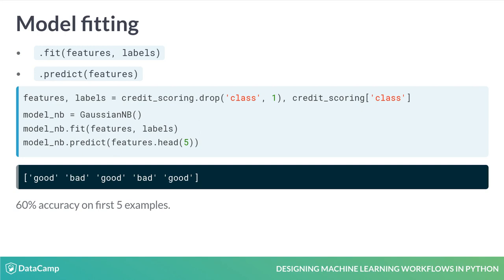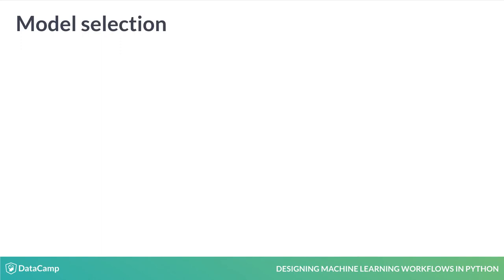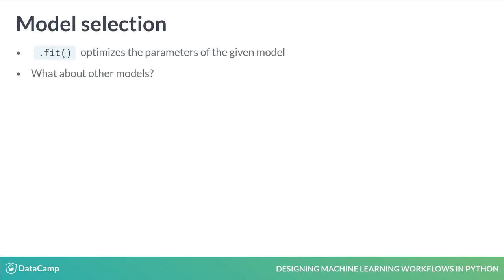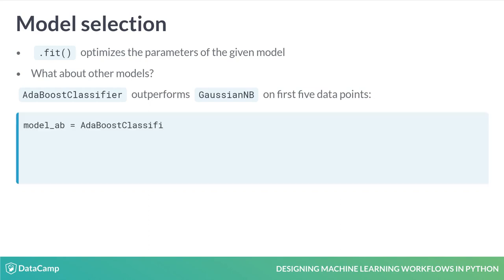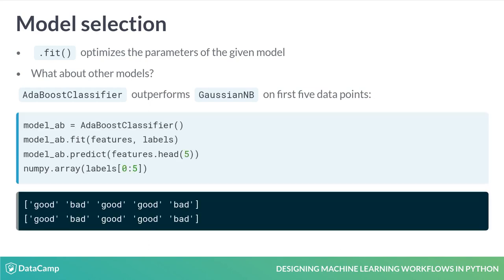The fit method does the best it can for the given class of models. But an altogether different kind of classifier might perform better still. Selecting among different classes of models is known as model selection. For example, we see here that an AdaBoost classifier has perfect accuracy on the first 5 examples.